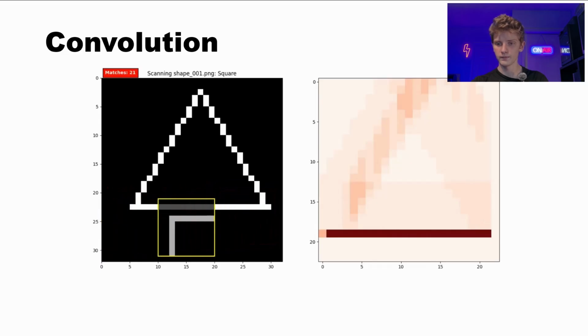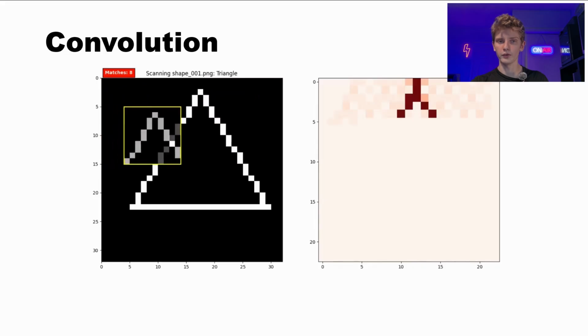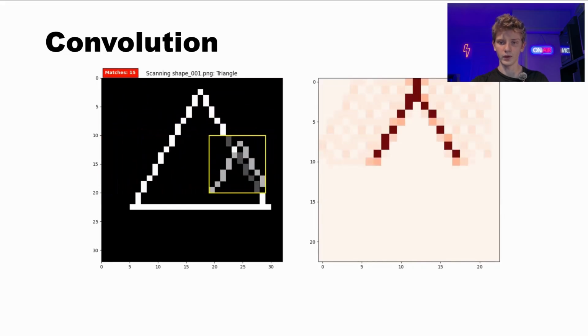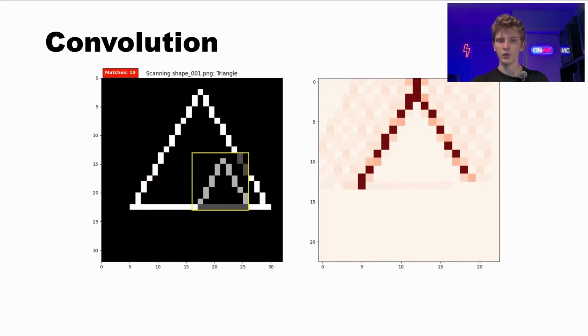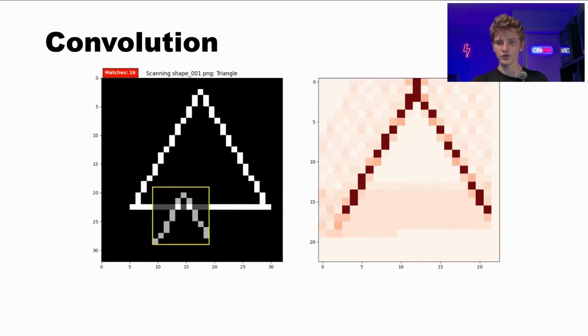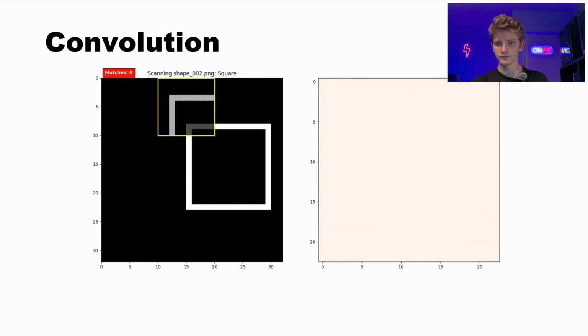Right there. However, of course, if we use the filter for the tip of the triangle, you can see we'll get plenty of strong matches as well. Again, we're doing the same process here of the element-wise multiplication between the filter and the patches of our image.